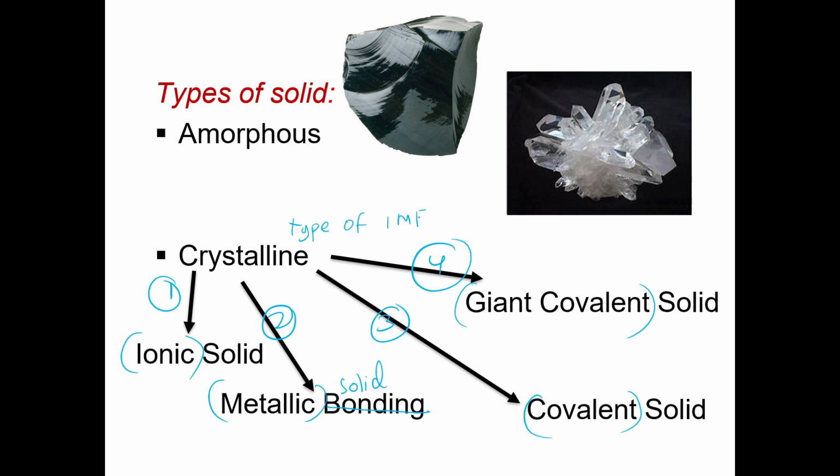So if it is an ionic solid, it means the bond in the solid is an ionic bond. If it is a metallic solid, the bond between the elements in it is metallic. So this is metal, that's why we have metallic solid. Then this one is covalent solid, so we have covalent bond. Same goes for number 4, giant covalent solid. Meaning the type of intermolecular force here is covalent bond. But because it is bigger compared to number 3, we call that a giant solid. It is a covalent molecule, but a very large covalent molecule, so it is called giant.